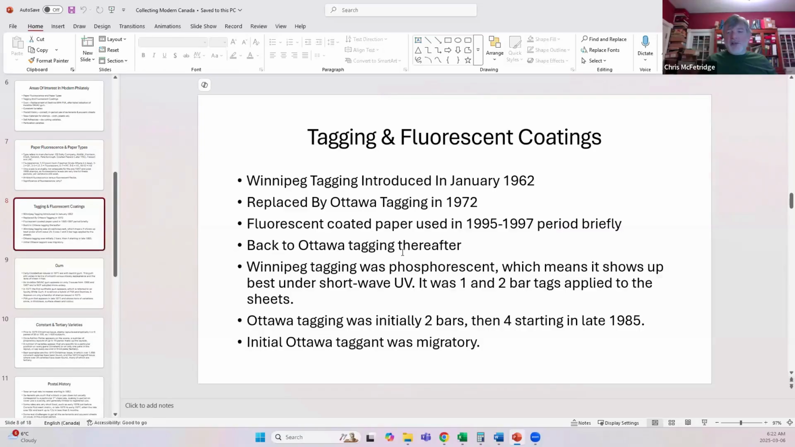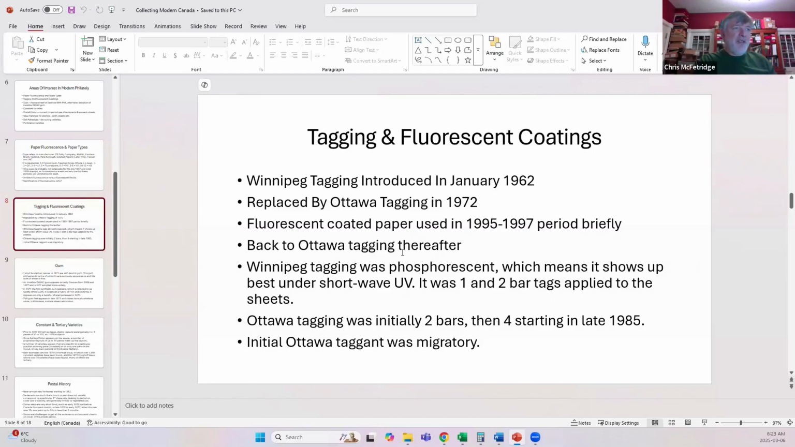So then tagging and fluorescent coatings. Now, this would be the equivalent of phosphors in England, phosphor bands and all-over phosphors and that sort of thing. So for Canada, we had in 1962 our first tagged stamps, which were phosphorescent tags. To properly see them, you need shortwave light, and they glowed a bright blue, and they were first introduced on the Wilding issue, our Canadian Wilding issue, which is different from the English one.